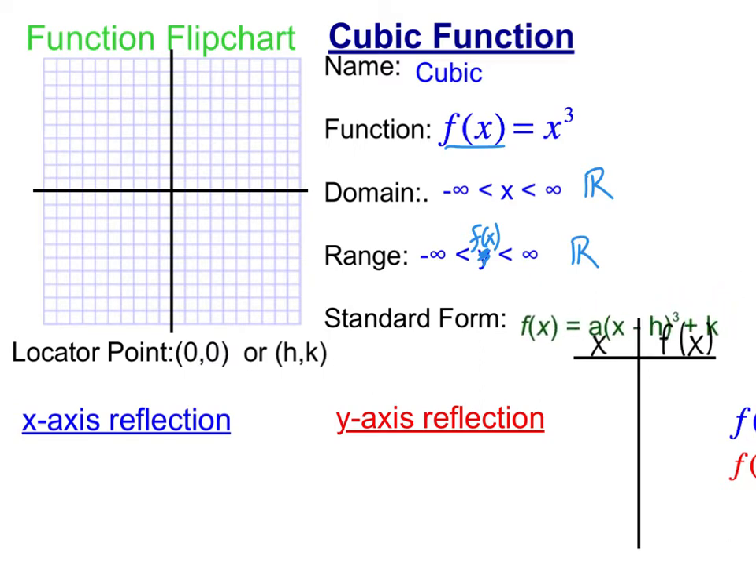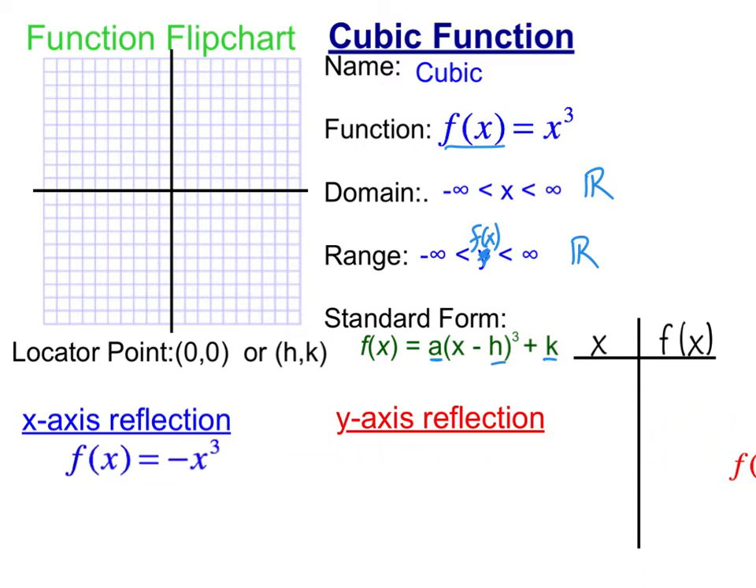Here is standard form for a cubic function. You can see that there's, again, the h and the k. And then a is what will stretch or compress. We still have an x-axis reflection and a y-axis reflection. Again, we are only going to be worrying about x-axis reflections, not y-axis reflections, okay?